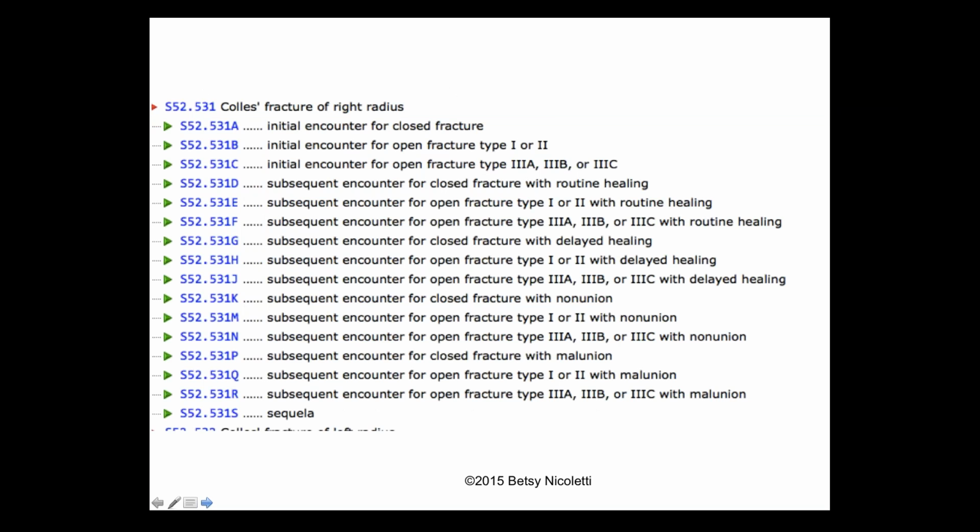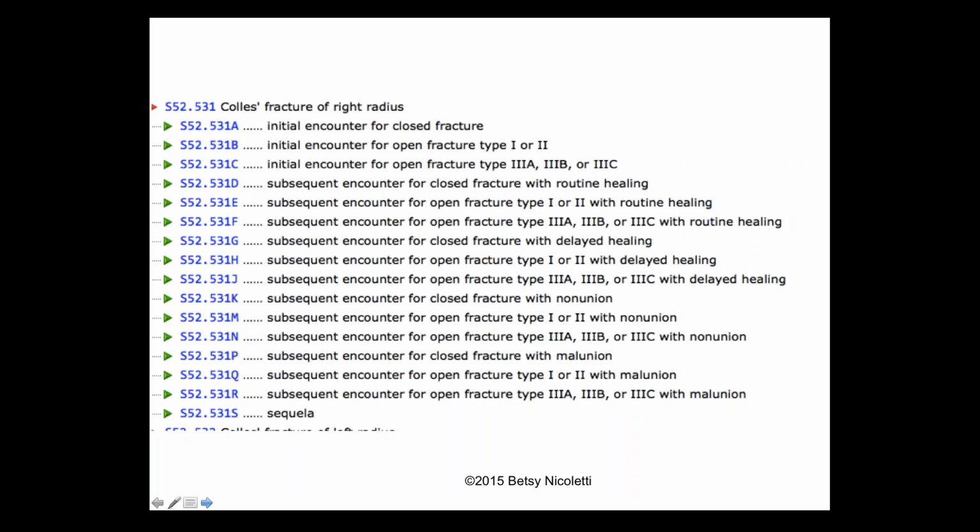So here's a coding program that I use, and I'm going to show you where I find that in the next couple of slides. When I look at Colles fractures, now it's showing me all the possible codes, and this is just the right radius. We would have the same screen for the left radius and the same screen for an unspecified radius. It's showing me, was it an initial encounter for a closed fracture, open fracture type 1 or 2, open fracture type 3A, 3B, 3C, and then I have my subsequent encounters, and was it open or closed?